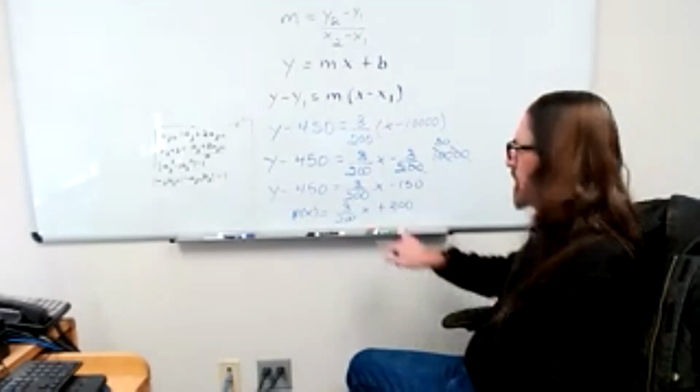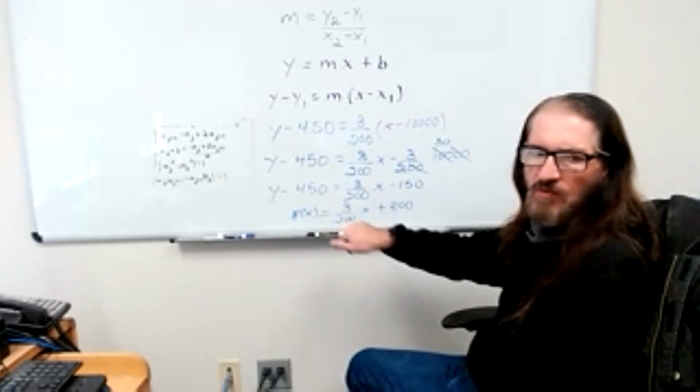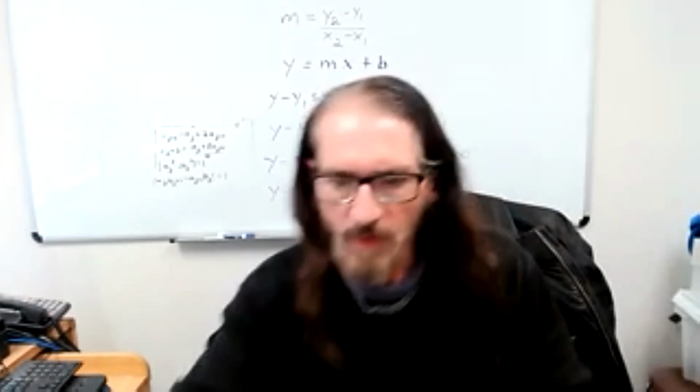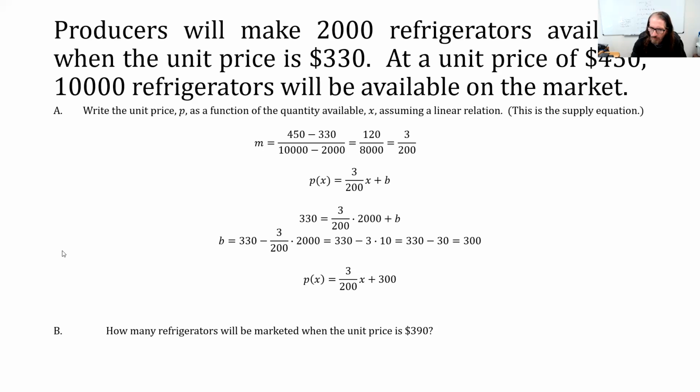So let's see if that's the same thing that I had typed up. P of x equals 3/200 times x plus 300. See if that's the same. That is the same. And so if we're asked how many refrigerators will be marketed when the unit price is 390, I want you to notice that's going to go in here on the left. And we're doing algebra to solve for x. This is not arithmetic. We're not plugging in 390 for x. X is the quantity available. The dollars, that's the unit price.